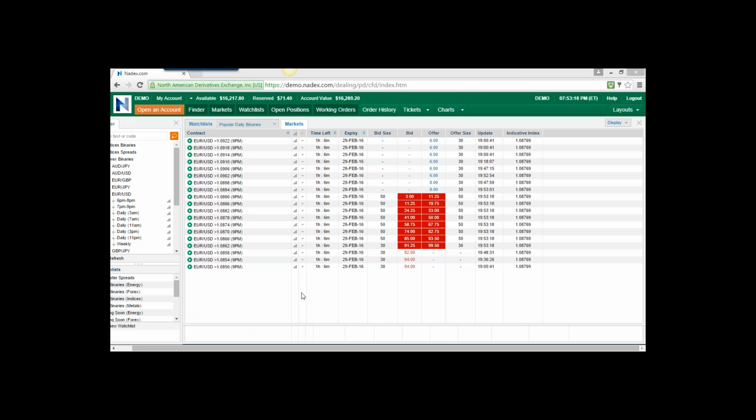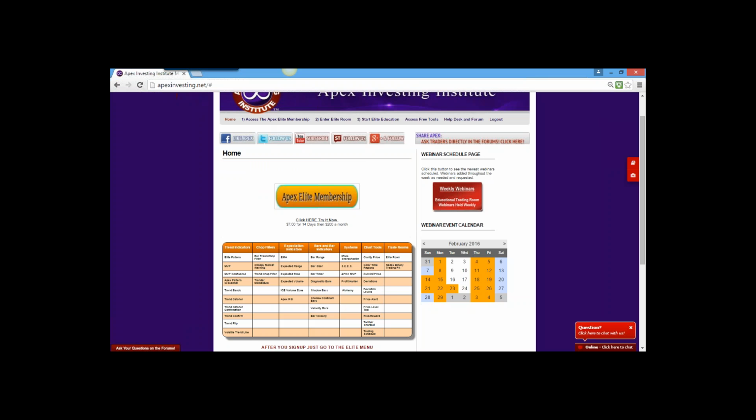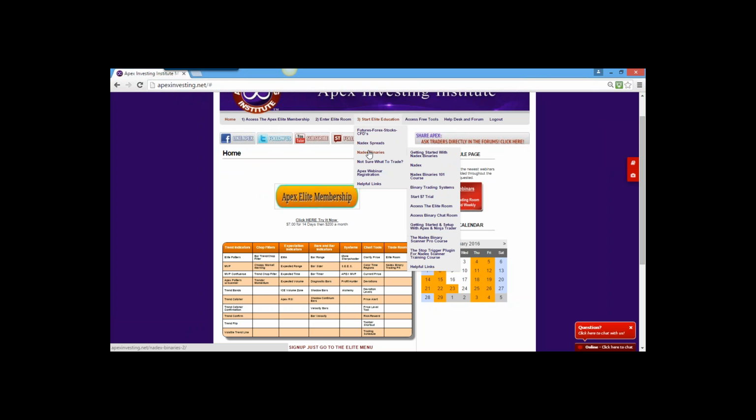If you hop over to the Apex website, okay. A second ago, I showed you where to look at some strategies and systems if you're trading at the money binaries. If you're interested in trading these out of the money binaries, go right here to Nadex binaries, go to trading systems, okay? And then right here, binary strangle, okay? Let's see here, Abhishek, this system right here, binary strangle, addresses that.